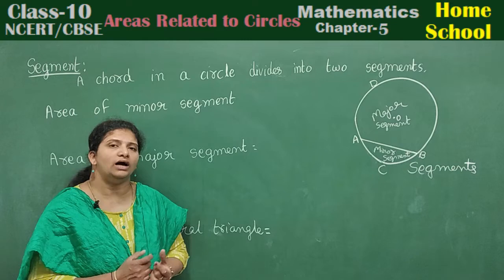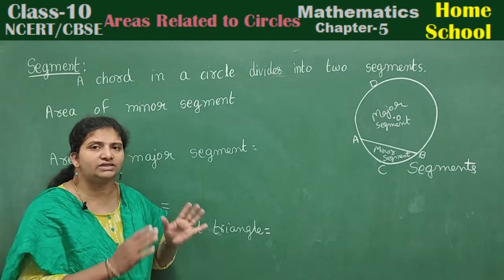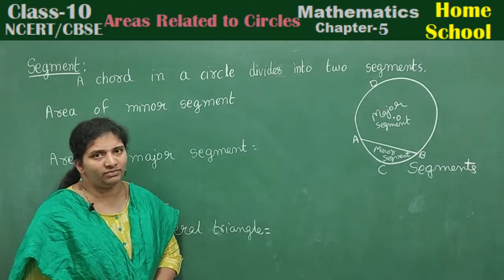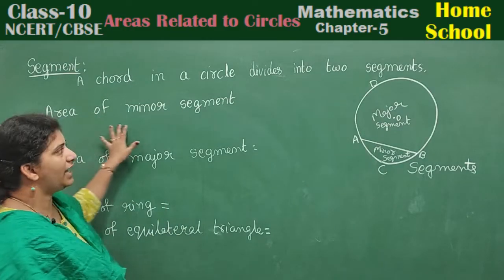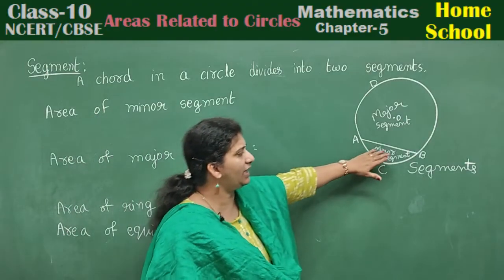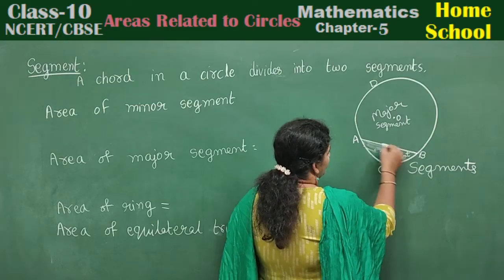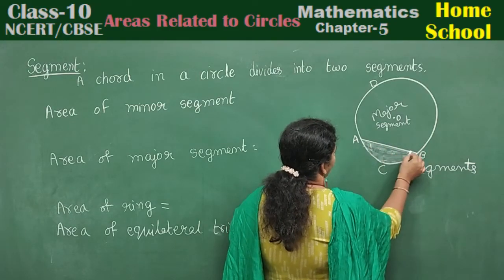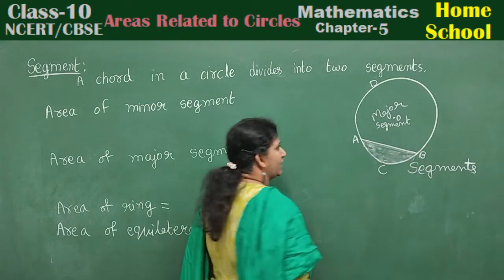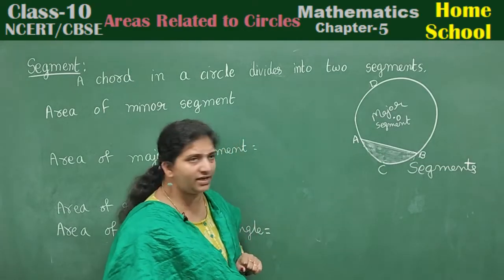We are going to understand the formula here. We are not going to learn anything, we are just going to understand the formulas. That is the area of the minor segment. I need to calculate the area of this segment. Let me shade this area, children. I need to calculate only this area. How can I get this area?